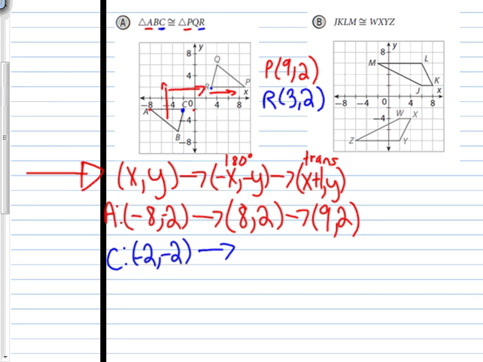So I'm going to apply the 180-degree rotation. So (-2, -2), they stay in the same order, but the signs change. So since they were negative, they now become positive, and I'm almost there. And then I need to apply the translation. Well, 2 plus 1 is 3, and the y stays the same, (3, 2), and sure enough, I ended up at (3, 2). So I've checked another point, and it works.